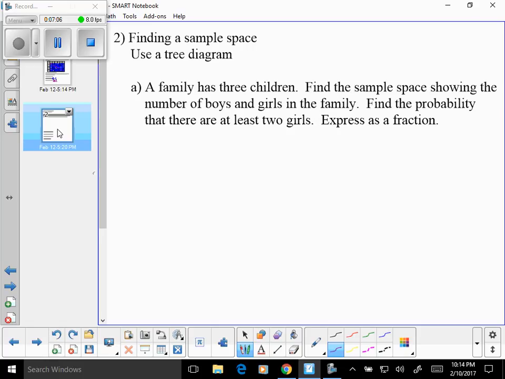My next sample space is called a tree diagram. A family is going to have 3 children. We are going to find the sample space showing the number of boys and girls in the family. Then we're going to find the probability of having at least 2 girls and express it as a fraction. So we start out with child 1. Child 1 could be either a boy or a girl.